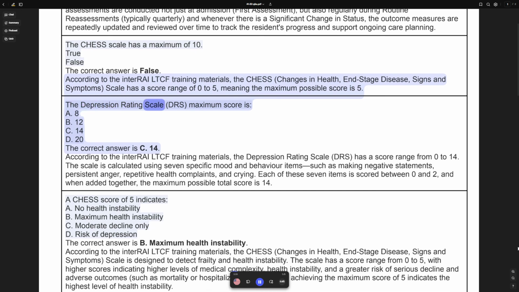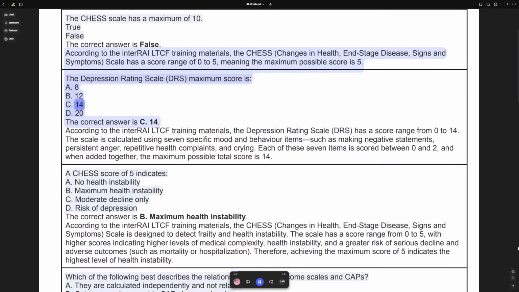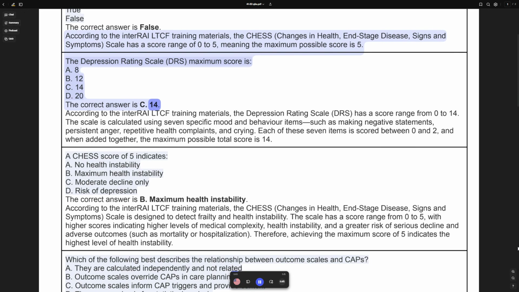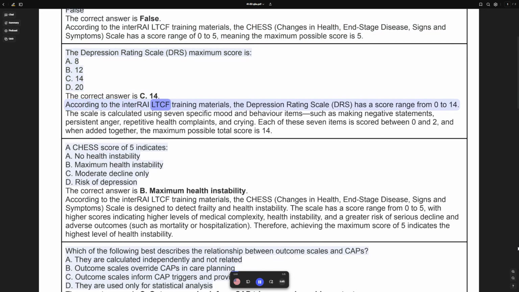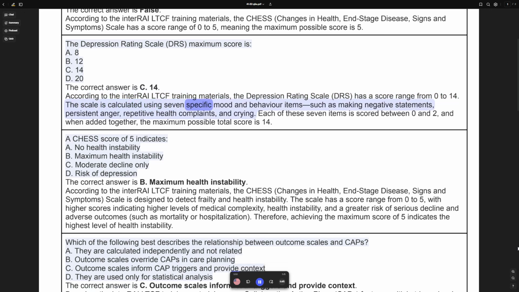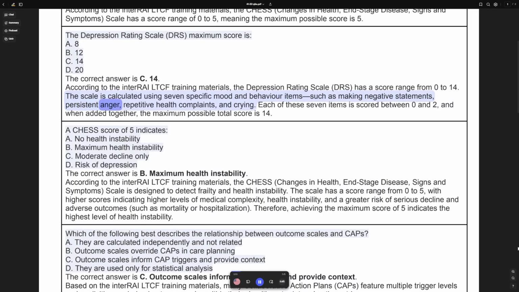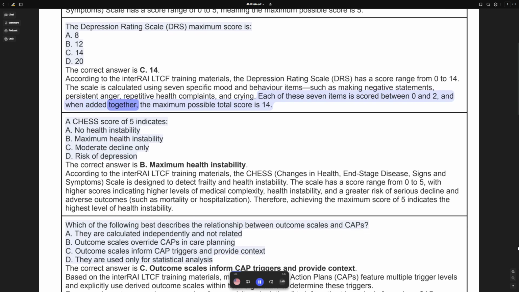The Depression Rating Scale, DRS, maximum score is: A, 8; B, 12; C, 14; D, 20. The correct answer is C, 14. According to the interRAI LTCF training materials, the DRS has a score range from 0 to 14. The scale is calculated using 7 specific mood and behavior items such as making negative statements, persistent anger, repetitive health complaints, and crying. Each of these 7 items is scored between 0 and 2, and when added together, the maximum possible total score is 14.